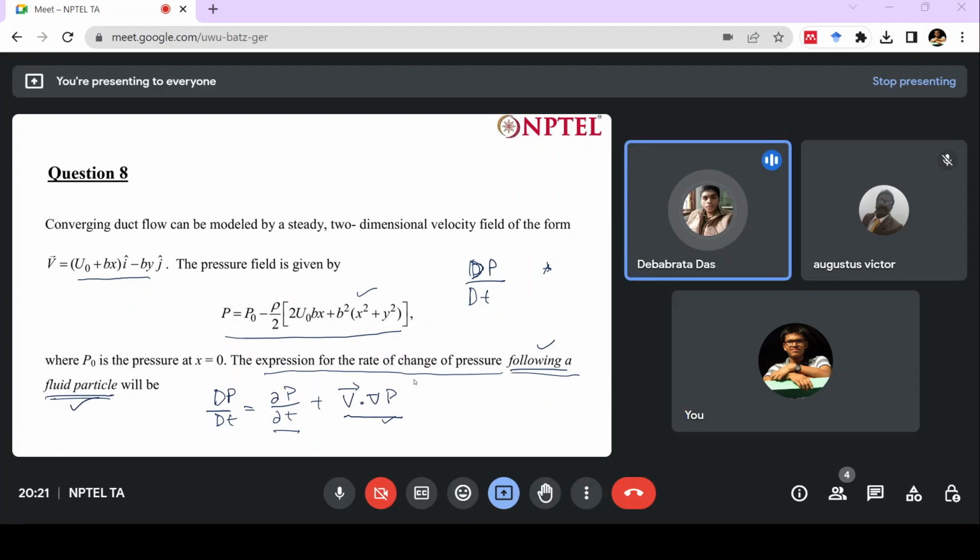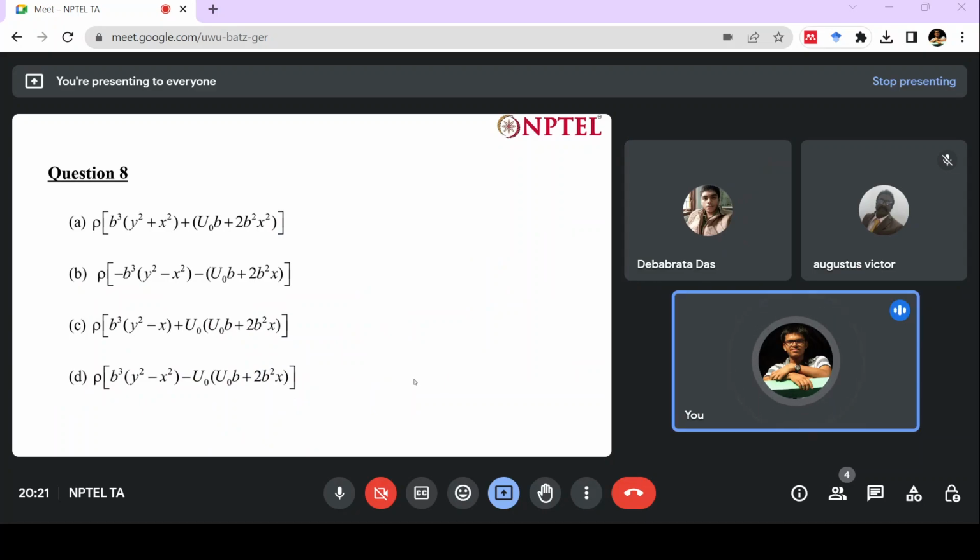So it will come out as somewhat minus rho by 2, 2 u naught b plus 2 x b square. Can you match with these options? Any of these? So b. Okay. Let me also do it here. So we just have this component, right?